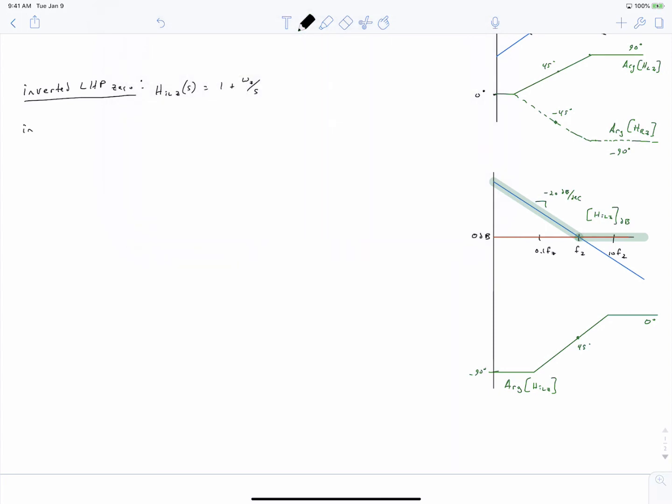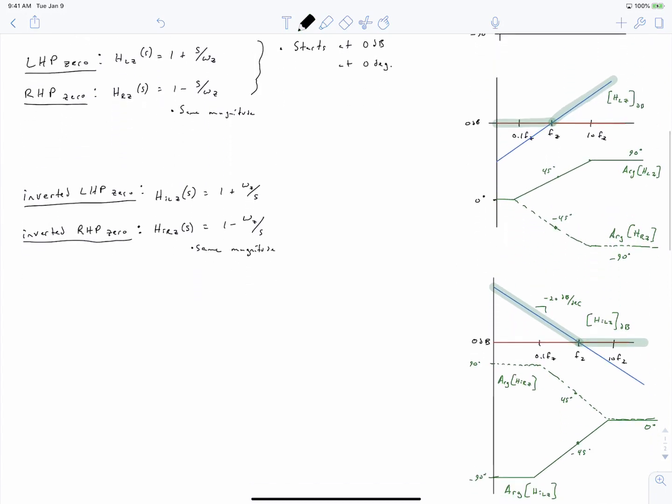And for an inverted right half plane 0, we have the following transfer function, which will again have the same magnitude plot, but the phase angle plot is going to be the opposite. We're going to start at 90 degrees, and at a decade below our 0 frequency we'll start decreasing, and we'll decrease all the way to 0 degrees over 2 decades.